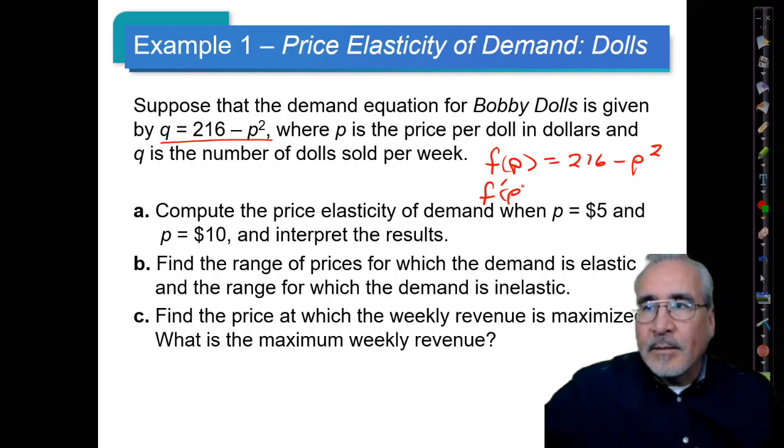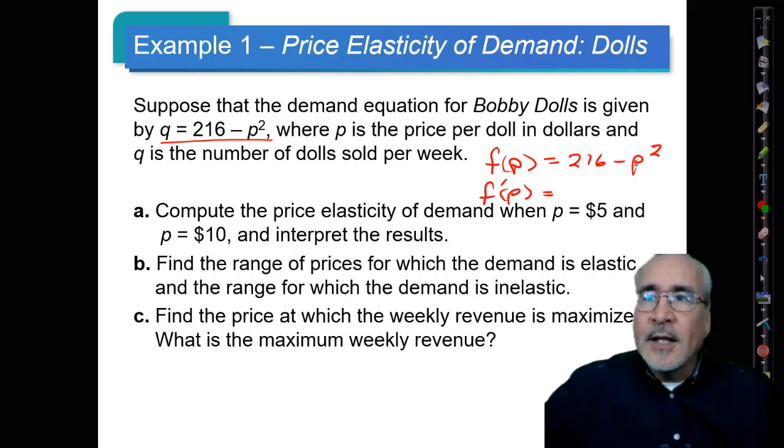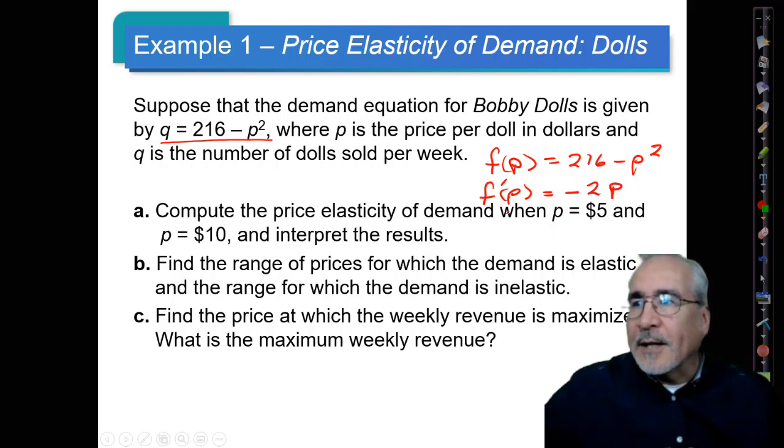While I'm at it, let's go ahead and find out what our derivative is going to be. So the derivative of this function, 216, derivative is 0. So this gives us a minus 2p as our derivative. We're going to be using that.